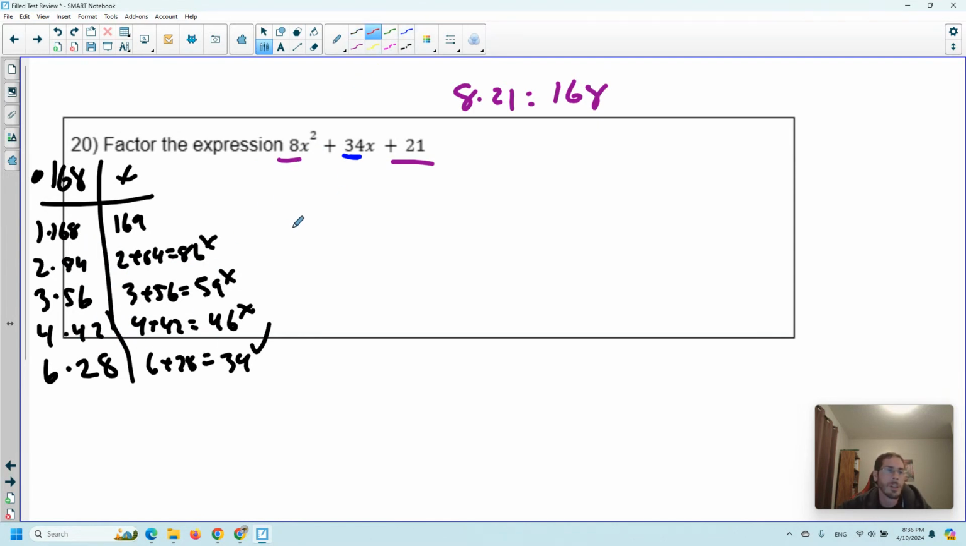From here, again, we can go either algebraic or with the boxes. Let's just go algebraic first again. So we're starting with 8x squared.